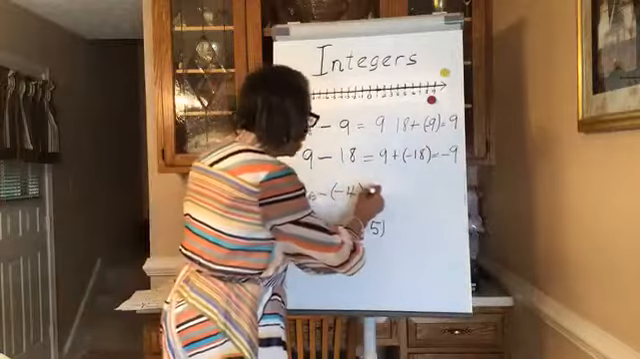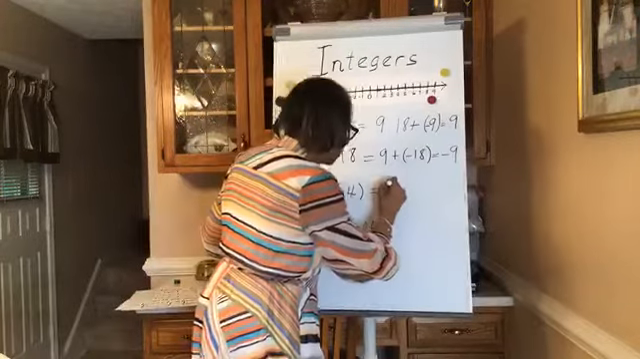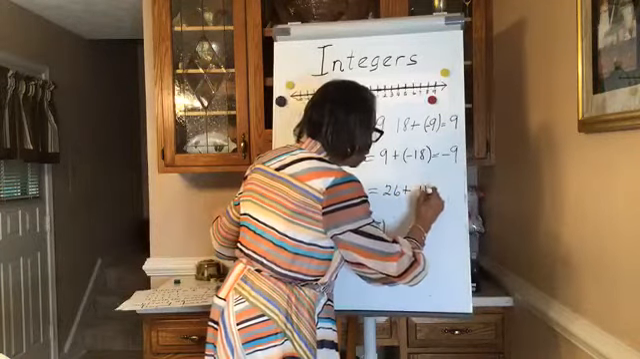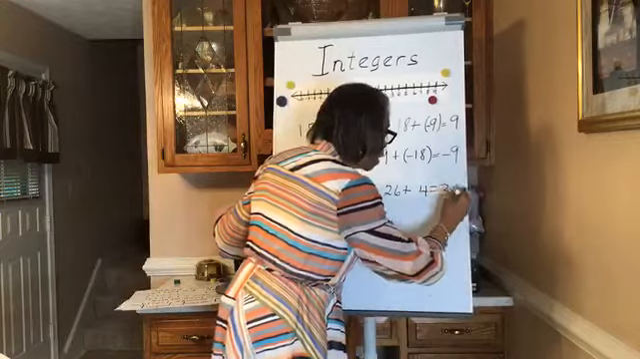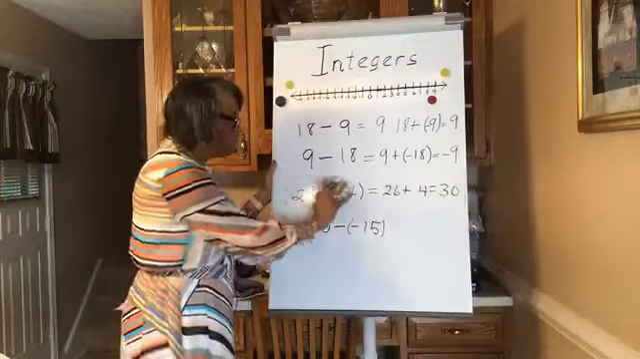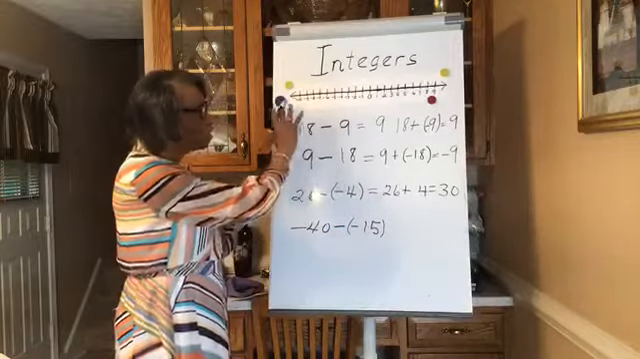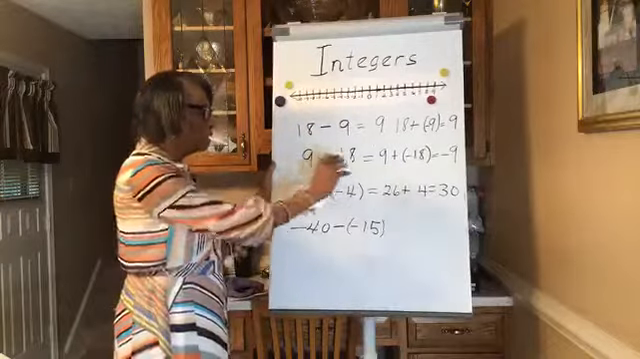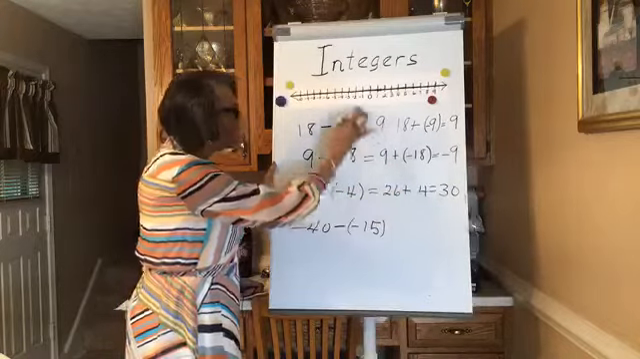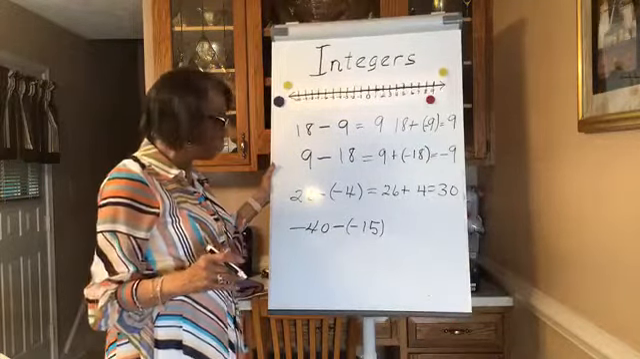All right, let's go to the next one. I hope you have already worked these out. 26 minus negative 4 is 26 plus the opposite of negative 4, which is 4, and the answer is 30. Now, we figured this out last week on the number line, and we found out that when we go up there to do these problems, we're really doing addition. Because we're going 26 in the positive direction, and minus negative 4 means to go 4 more in the positive direction, and that gives us a sum of 30.